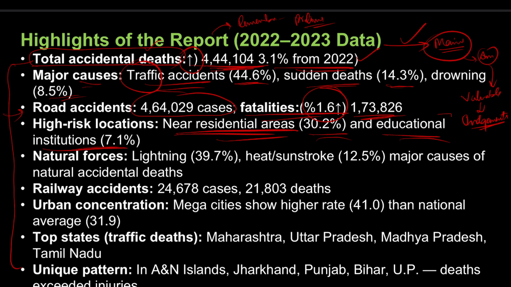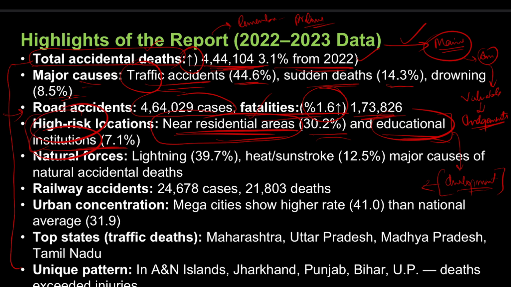All this data proves very important, especially when you are writing an answer concerning the development prospects of the government, as to what they have to keep in mind when they release or transfer funds for the development of residential areas and educational institutions, concerning the risks associated with these areas, right?